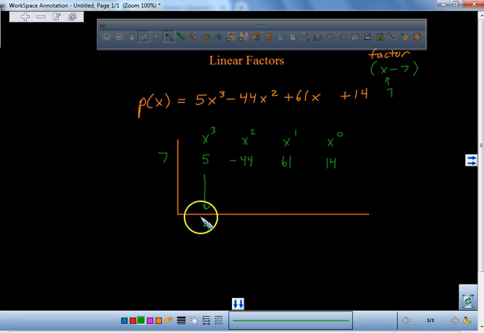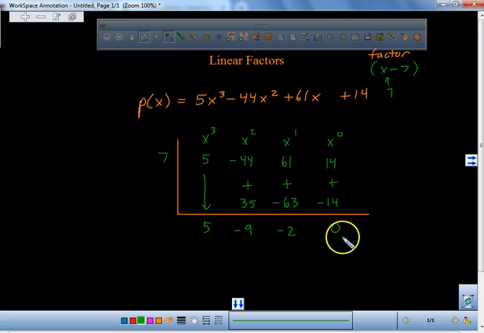Then we multiply the 7 times the 5, and we get 35. But we have to add these together. So when I add these together, what's negative 44 plus 35? That's going to leave us with negative 9. Now we multiply these together, and we get negative 63. But then we have to add these together, and we get negative 2. We multiply these together and get negative 14, and add these together to get 0.